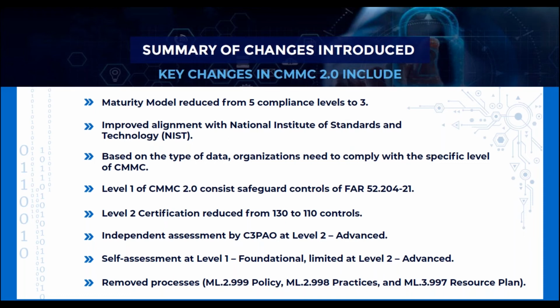And the level 2 certification is reduced from 130 to 110 requirements. Independent assessment is required only for level 2, which is advanced. This has to be done by a C3PAO, that is a CMMC certified, accredited, private organization. Self-assessment is there for level 1 and limited at level 2, which is advanced. So it removed a lot of processes from CMMC 2.0.